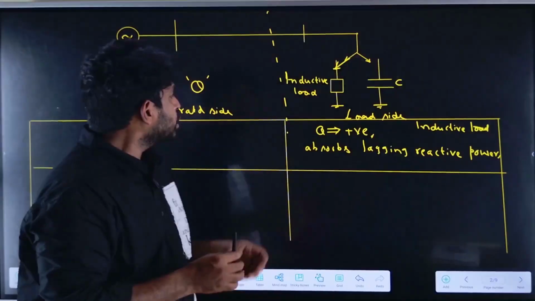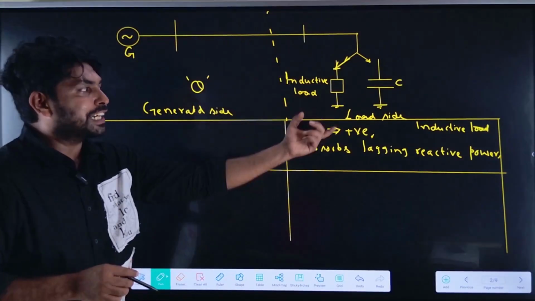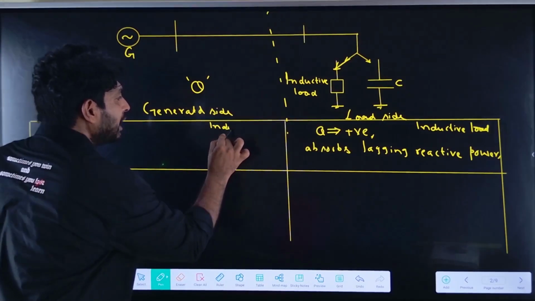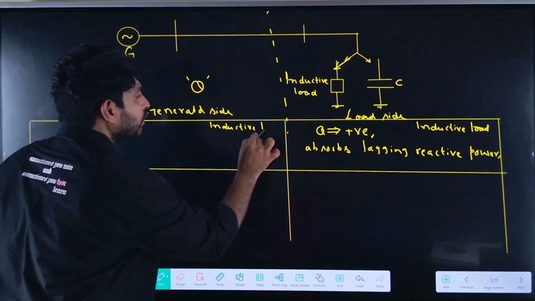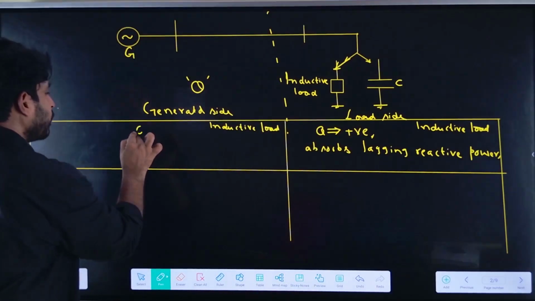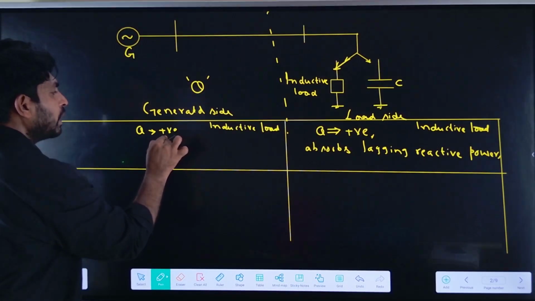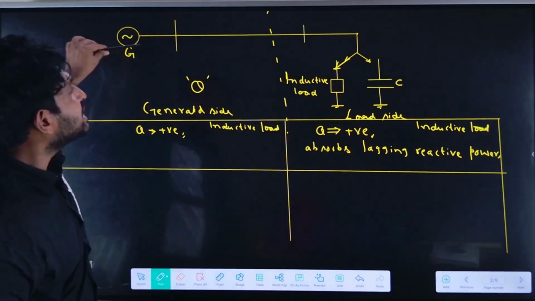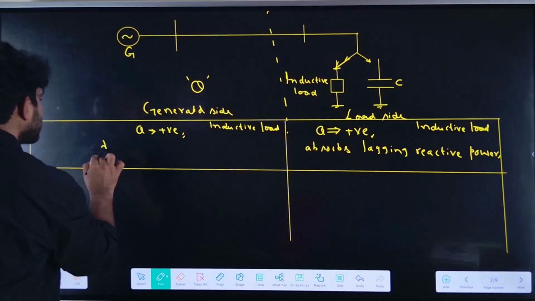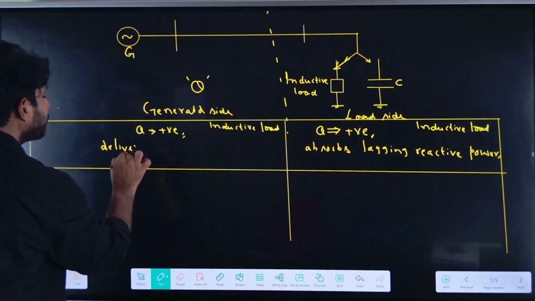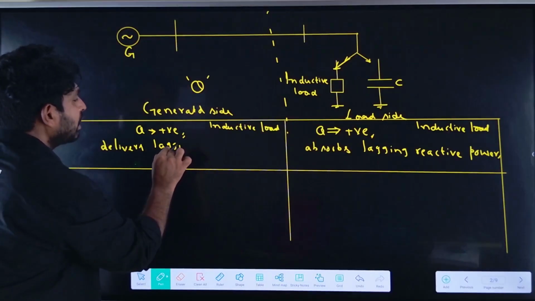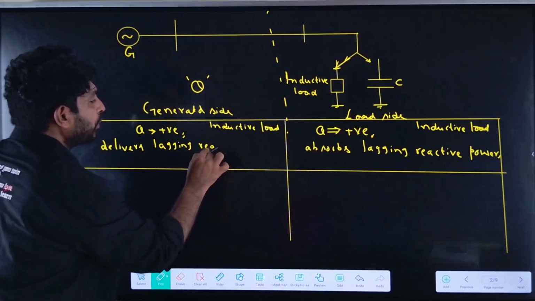For example, with respect to the generator, what do I need to write? Again, when it is connected to the inductive load, here also let us take the inductive load. So what do we need to write? Here Q is positive, but what is the thing here? The generator delivers lagging reactive power.